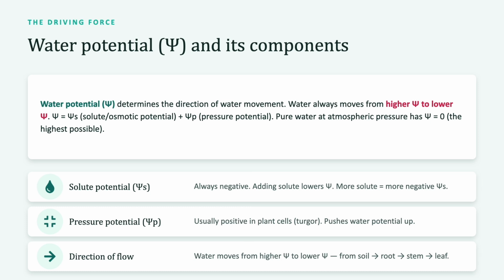Pure water at atmospheric pressure has a water potential of 0, the highest possible value. So, every solution has a negative water potential compared to pure water, and water flows towards the more negative side. In a plant, that gradient runs from the soil through the root, up the stem and into the leaf.